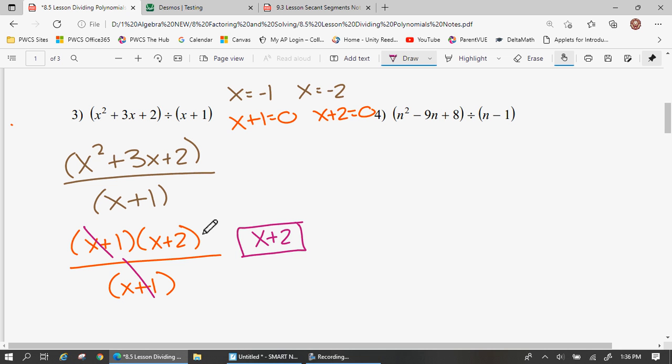So what I want you to do now is try this one. If you're really stuck, what I want you to do first is ask for help. If you're ready to, try this one. Pause the video, try this one. n squared minus 9n plus 8 divided by n minus 1. When you're done, press play and check your answer.